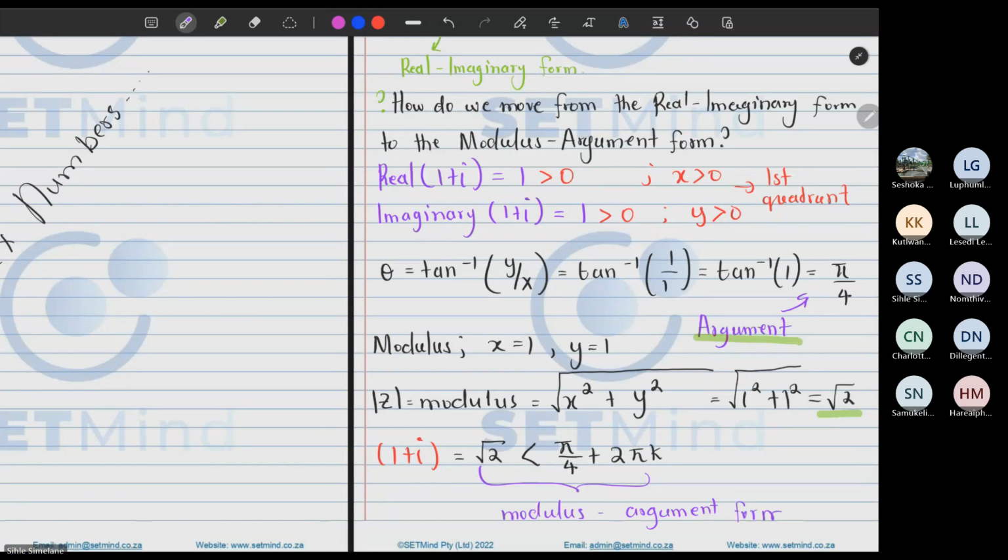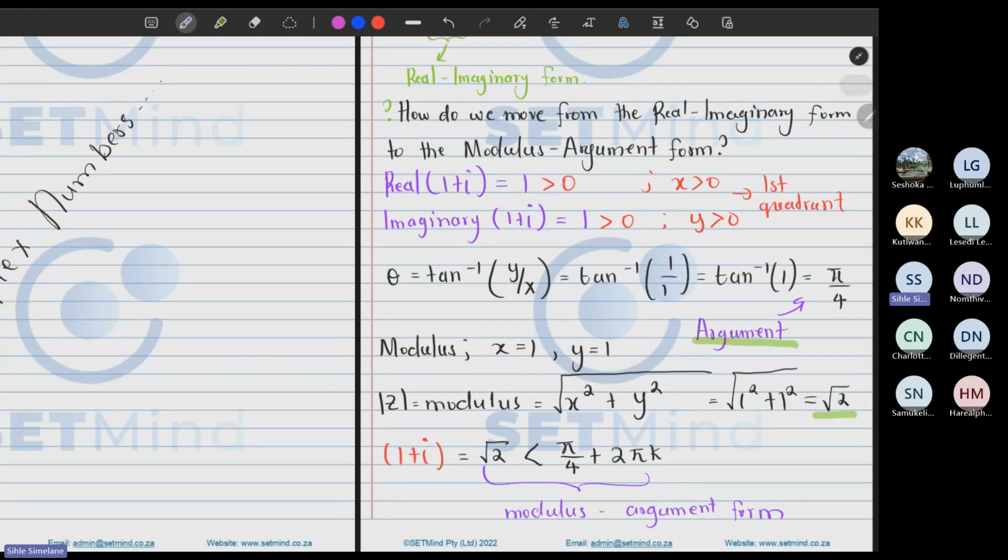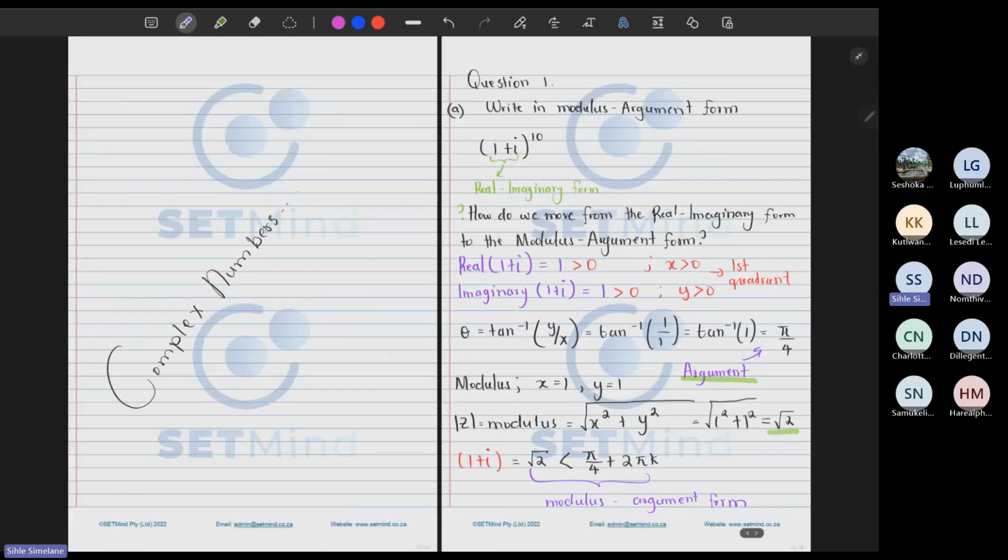Okay, but then what we see is that we have a power, we have to the power of 10 there. So we need to deal with that. So let's take that and raise the left-hand side and the right-hand side to the power of 10.